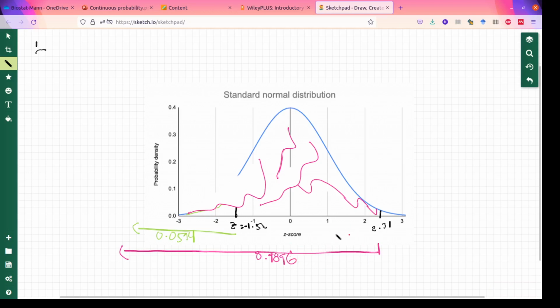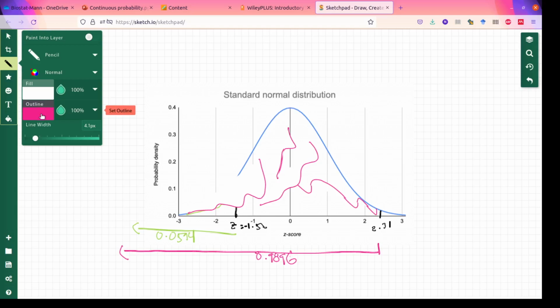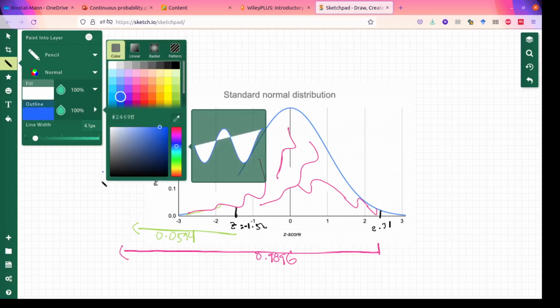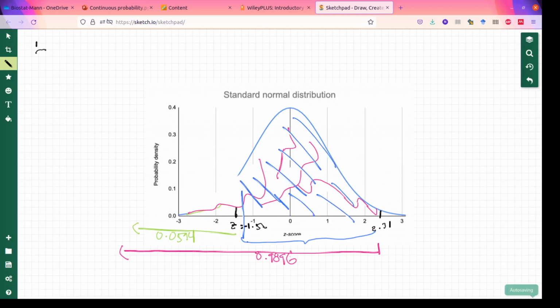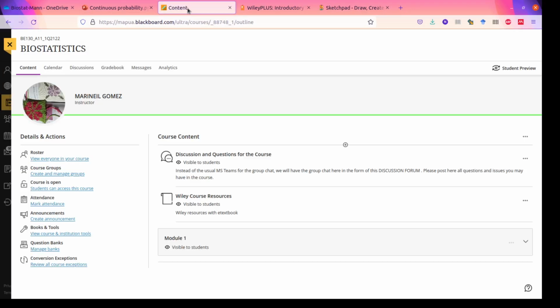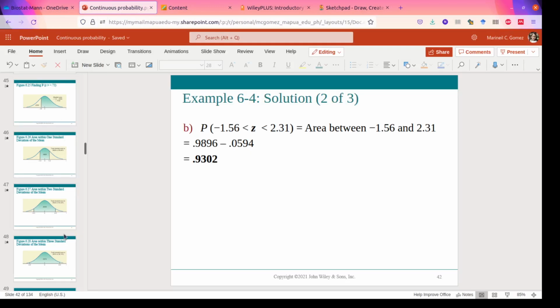So what we are looking for is the area between them. Change to blue. The area between them is this area. So you just subtract 0.0594 from 0.9896 to get the area between them. This is the area that we are actually looking for, basically the area beneath the curve. So that's actually your probability for that.